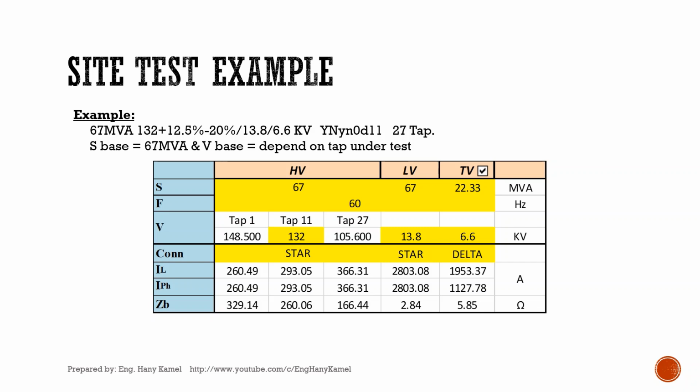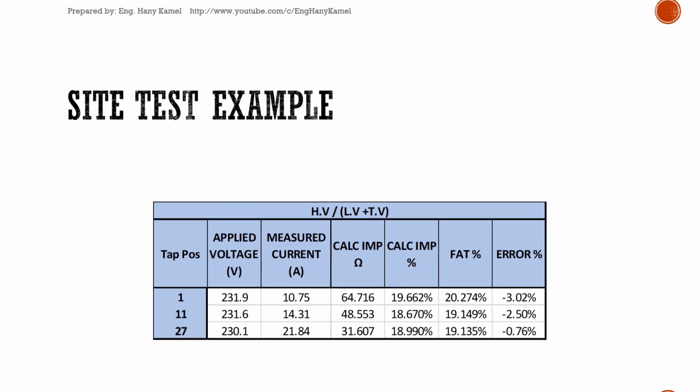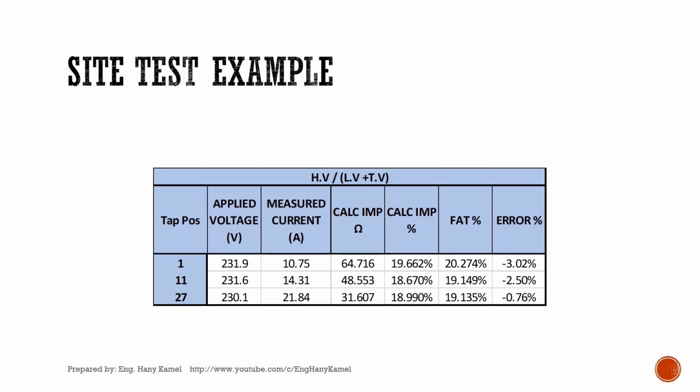Our example power transformer is 67 MVA, 132 kV with plus 12.5% and minus 20% over 13.8 over 6.6 kV, with vector group YNYN0D11 and 27 taps. Power base is 67 MVA and voltage base will depend on the tap under test. The zero sequence between high voltage and tertiary winding is shown. The zero sequence between high voltage, low voltage and tertiary winding is shown.